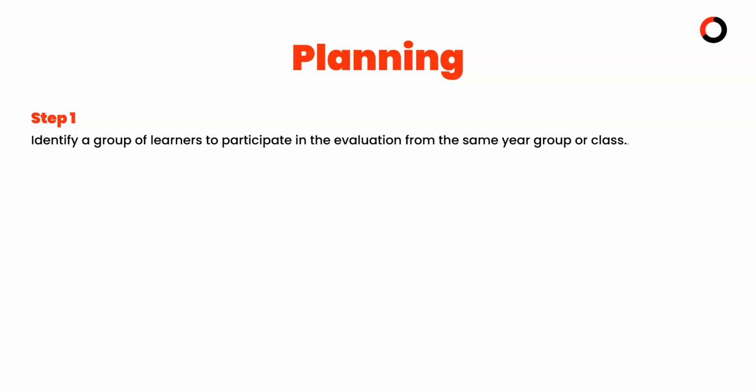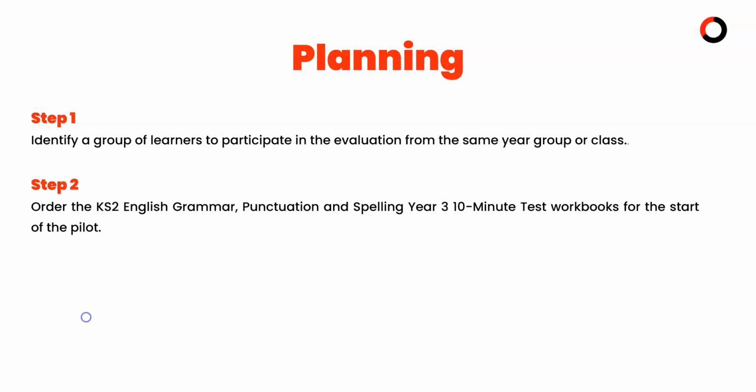So step 1. Identify a group of learners to participate in the evaluation from the same year group or class. Step 2, you need to order the Key Stage 2 English Grammar, Punctuation and Spelling Year 3 10-minute test workbooks for the start of the pilot. These cost about £2.50 each per pupil.